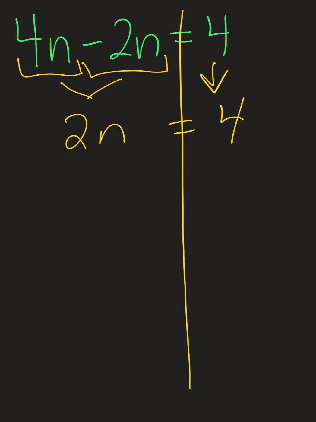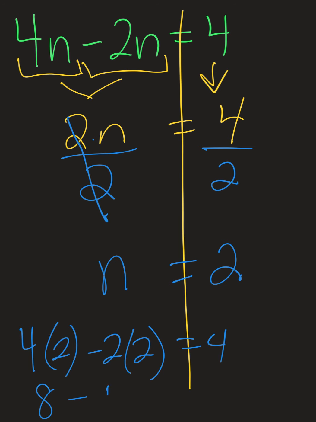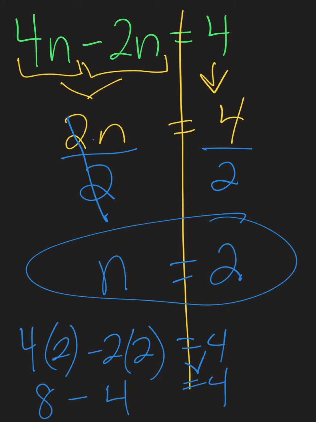Now this makes this nice and simple. I have a one-step equation, so I use my inverse operations. I'm currently multiplying, so I'm going to divide by 2 to cancel that out. But if I do it to one side, I have to do it to the other. So n, that is now isolated, is equal to 2. 4 times 2 minus 2 times 2 equals 4. Is that true? Well, 8 minus 4 is equal to 4, so that is good to go. And n equals 2 is correct.